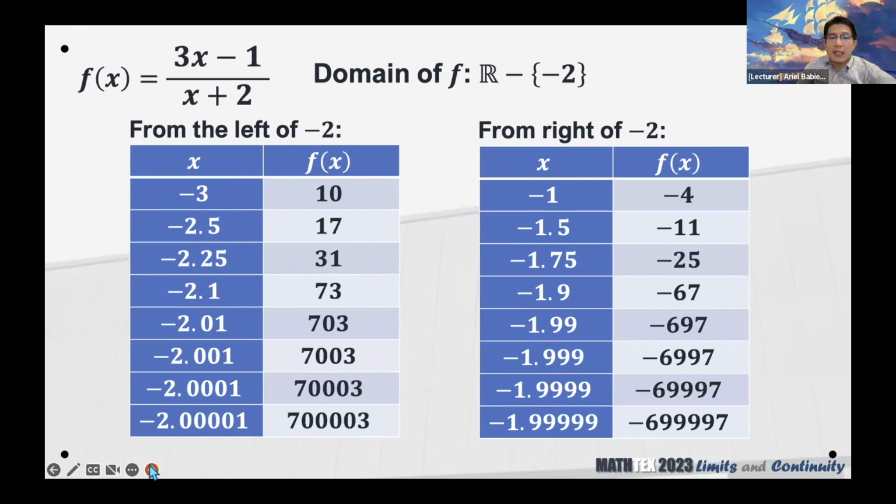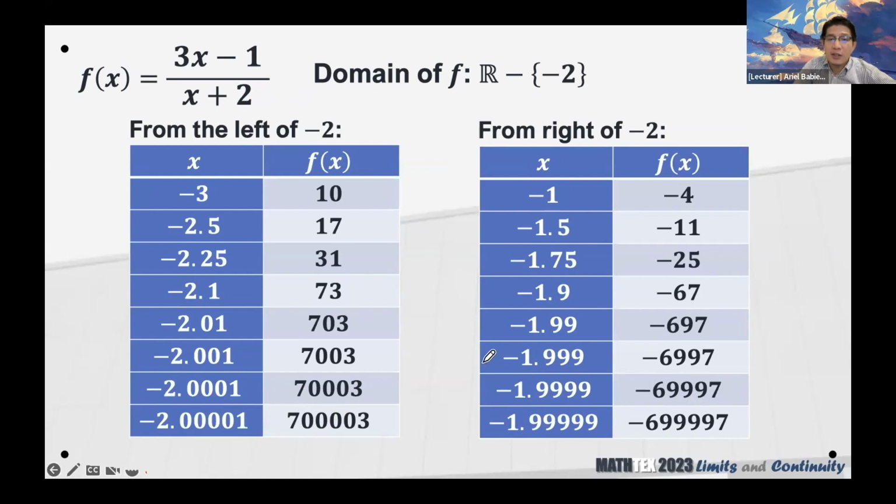Look at the values from the left: 10, 17, 31, 73, and by this one, 700,000. And also from the other one, 699,000. In fact, that will continuously increase as you go for 2.0000001 or 1.9999999 and so on and so forth.